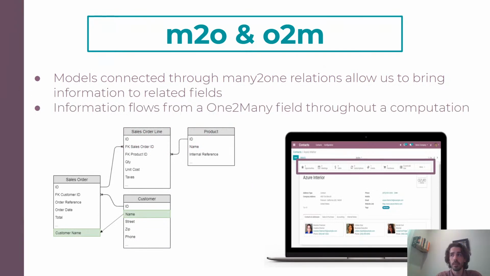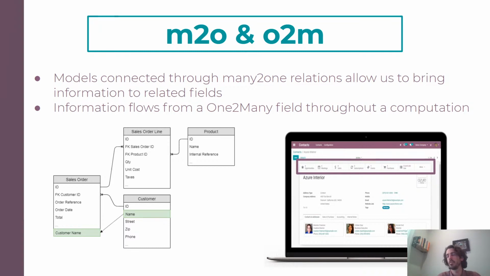So our models are connected through many-to-one relations, which allow us to bring information from those related fields. Then in a sales order, we have the customer, right? What if we want to retrieve information such as the email for the customer? Can we do that? Yes. How? With related fields. As we said before, there is the many-to-one, one-to-many, many-to-many, and related fields. So with related fields, we're going to be able to retrieve information from another model.